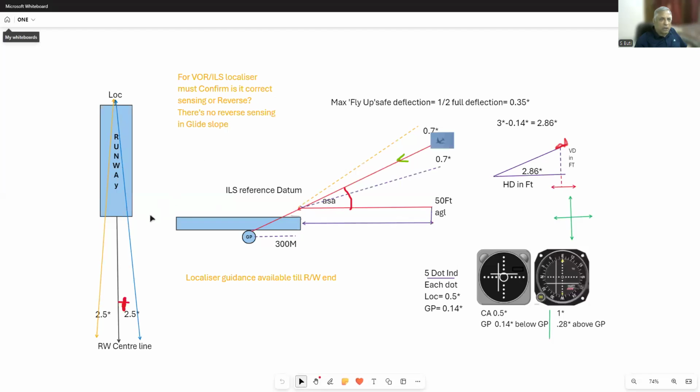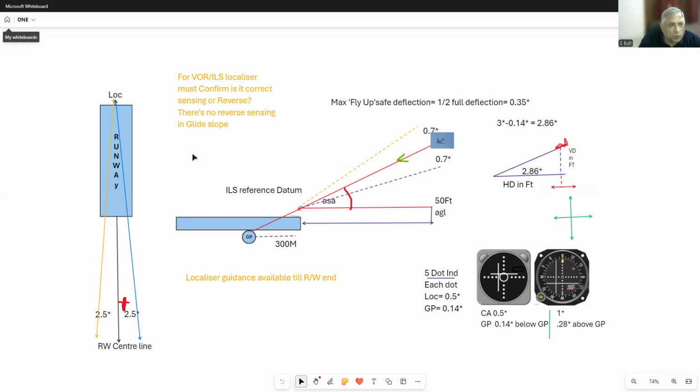Remember, for VOR, radials are transmitted from the ground, and the radial which you select for tracking in or out should be your OBS. Tracking out, select the radial as your OBS. Tracking in, select the QDM as your OBS, and remain within 10 degrees, because beyond 10 degrees, there is a full deflection of the CDI needle.